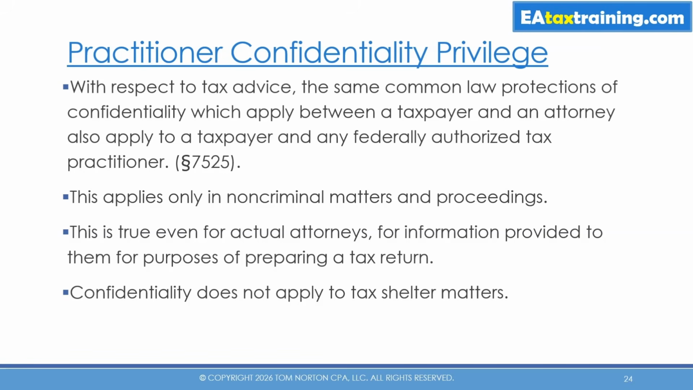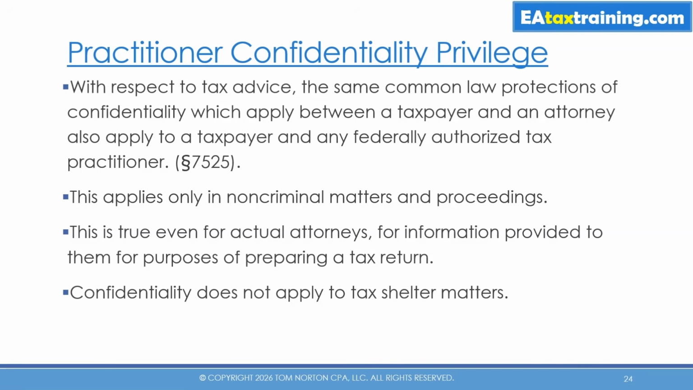And that's true, by the way, even for actual attorneys, for information provided to them for purposes of preparing a tax return. So if they went to the attorney just to have their tax return done, and then something comes up in the course of that, and the attorney realizes, oh, there's been a crime potentially committed here, there actually is no attorney-client privilege for that attorney in that case. Now, obviously, if the taxpayer went to the attorney because they committed the crime, then there would be an attorney-client privilege. If they come to you and you're not an attorney and they've committed a crime, well, there is no attorney-client privilege because you are not an attorney.